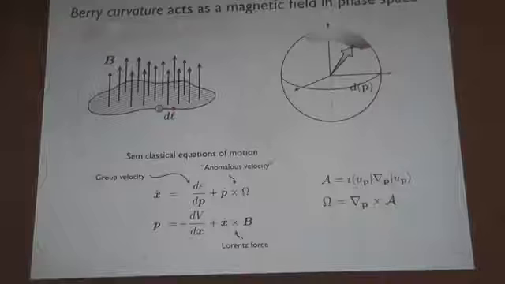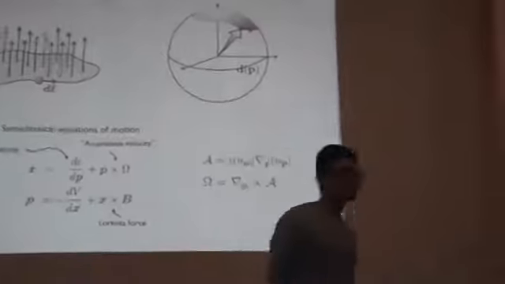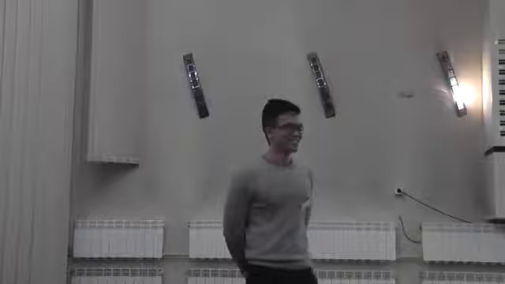Question. Yes. So you emphasized that the anomalous velocity comes from the interband matrix elements. And now you sort of explain it from a very different point of view.